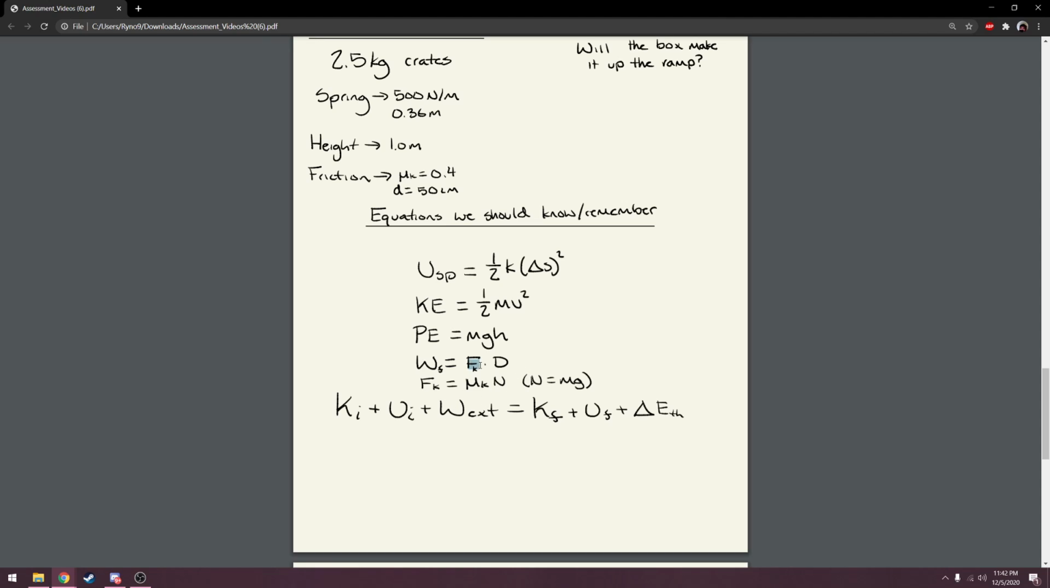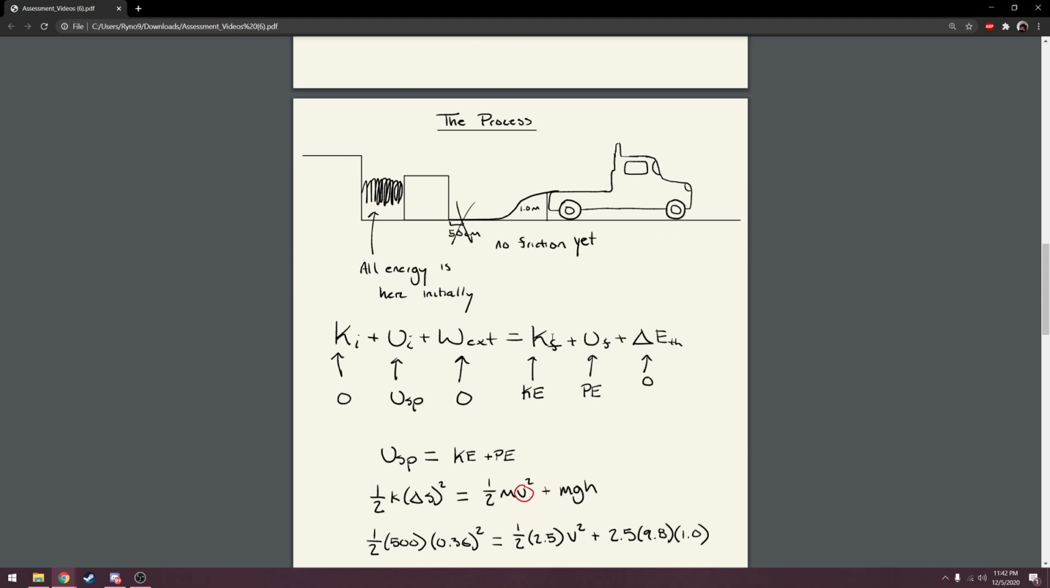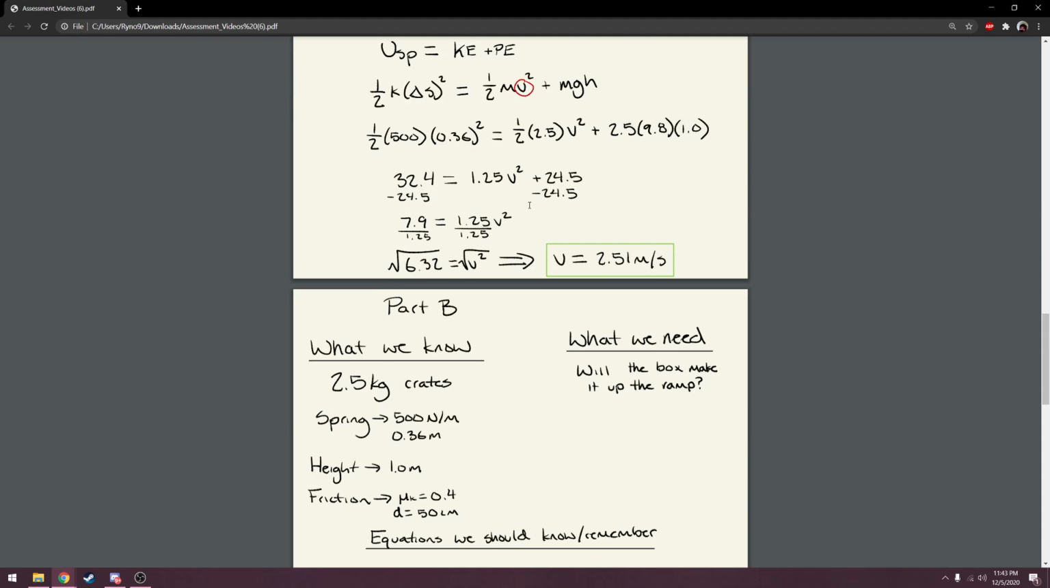And we can figure that out with the equation below, which is force of friction is equal to the friction coefficient times the normal force, where normal force is mass times gravity, right? Because the normal force is the force acting against gravity, stopping it from going through the ground. So we need a force pushing up on it.